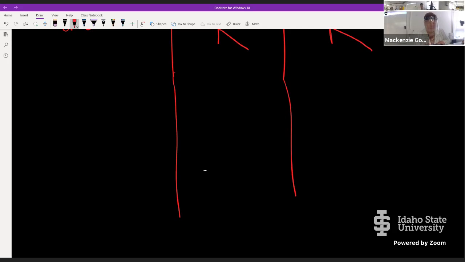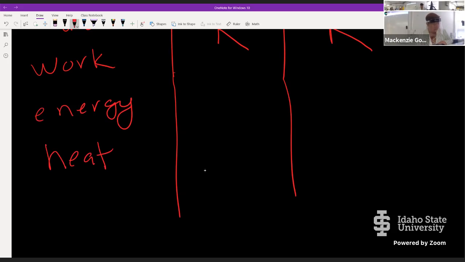Now we've got heat, energy, and work for SI. We're going to use the exact same unit. What is this symbol? Joules. But the American system gets a little funky.